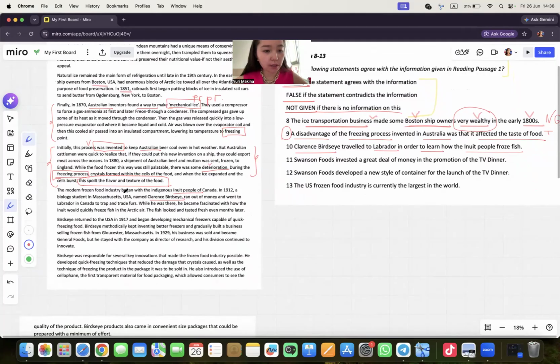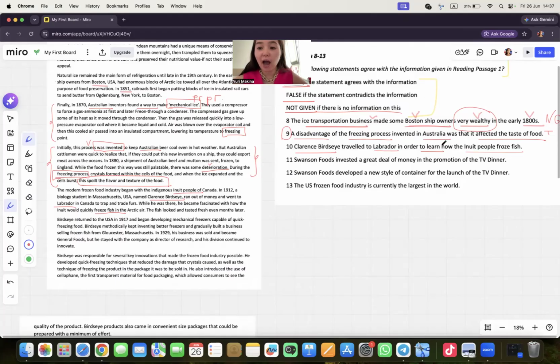The modern frozen food industry began with the indigenous Inuit people of Canada. In 1912, a biology student in Massachusetts, USA, named Clarence Birdsey ran out of money and went to Labrador. Yes, we have this place's name, Labrador, in Canada to trap and trade furs. While he was there, he became fascinated with how the Inuit would quickly freeze fish in the Arctic air. The fish looked and tasted fresh even months later.